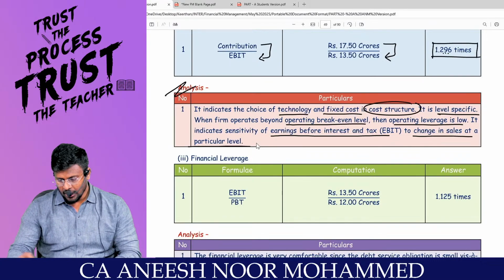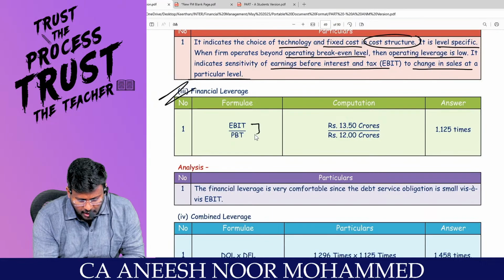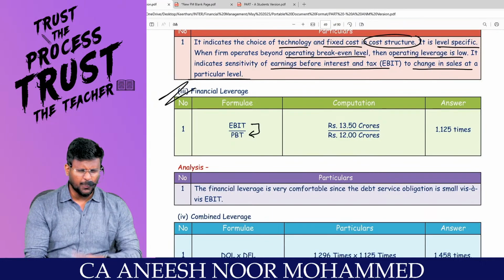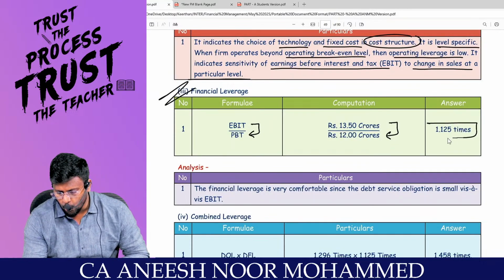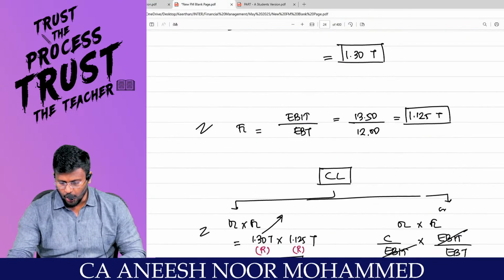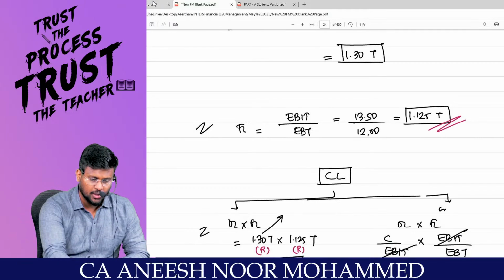Can I proceed, sir? Coming to the financial leverage, which is nothing but EBIT divided by EBT, or PBT, whatever it may be, which is 13.5 divided by 12 comes to 1.125 times. We also got 1.125 times. Are you really with me?